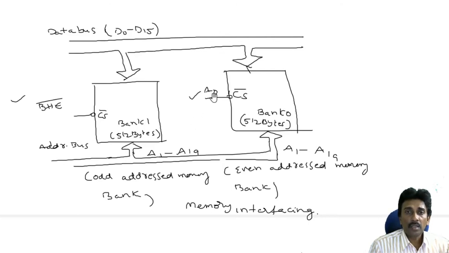So by selecting A0 and BHE bar: the processor's BHE bar is connected to the chip select of bank 1, and A0 from the processor pin is connected to the chip select of bank 0, to access bank 0 or the even bank, and to access the odd bank. In some cases we need to use both memory banks to access an entire word or a byte. So this is the memory interfacing we have seen. Now, to send the data of D0 to D15, or D0 to D7 as well as D8 to D15, depends on selecting A0 and BHE bar.